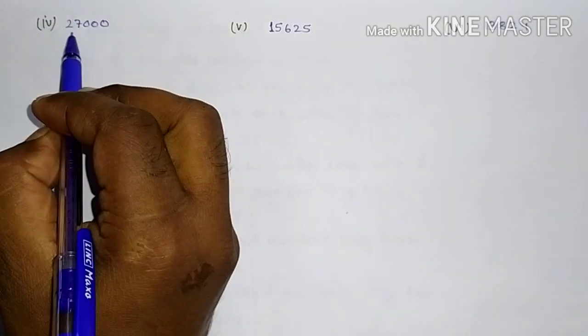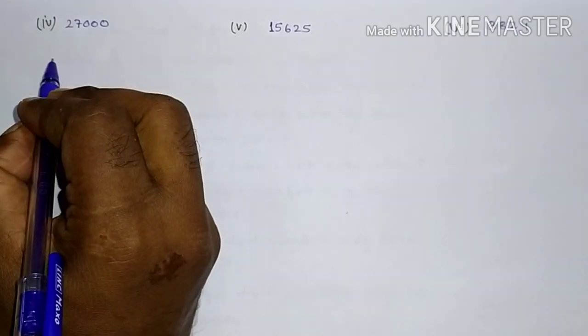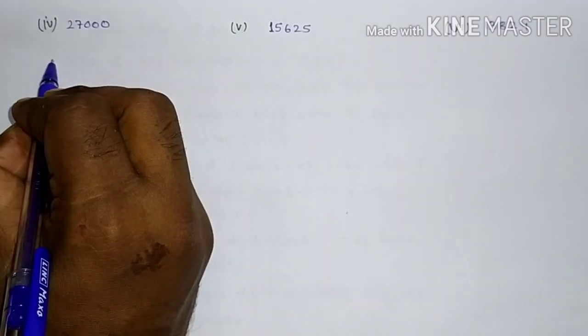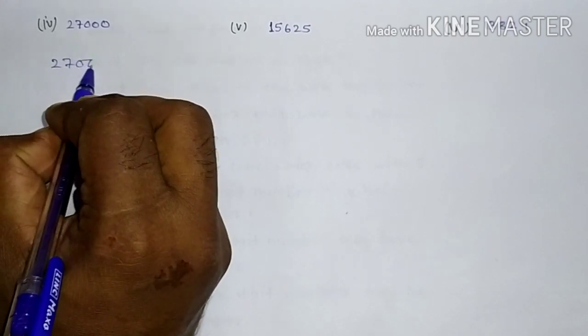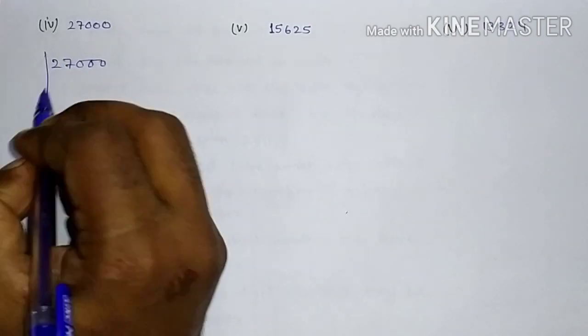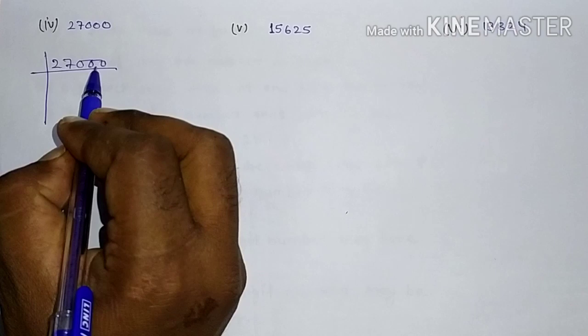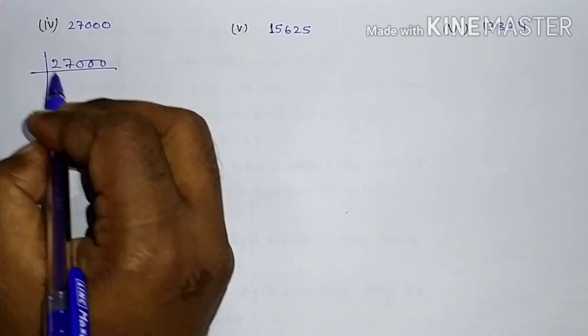Now the question is 27,000. Again, first you have to find the prime factors of this number. So just start dividing by 2.